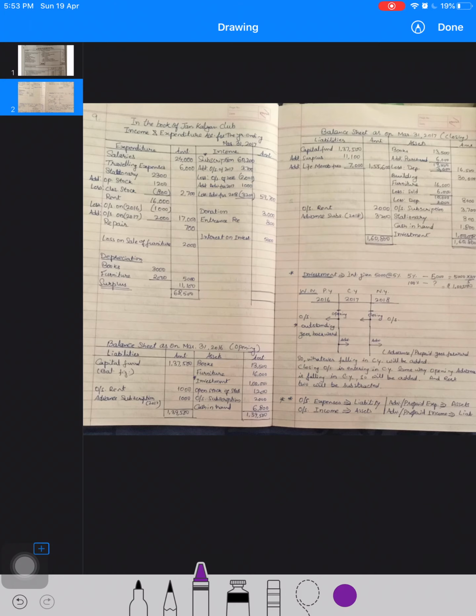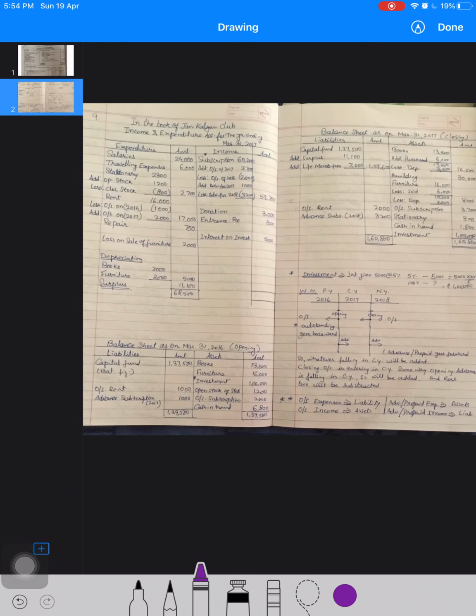Okay guys, now this is illustration number 9. If you see here, this is a little different from other problems. In the additional information, some items are given here: subscription received in advance, outstanding stock of stationery, books, furniture, outstanding rent. These are of last year and this year, on 1/4/2016 and 31st March 2017.